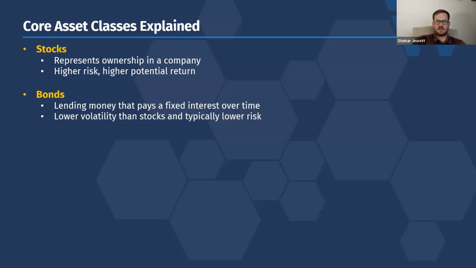What a bond is essentially is lending money that pays you a fixed interest rate over time. There's lower volatility than stocks, and all that means is it's not going to go on a roller coaster as much. It's more of a slow and steady investment that complements those stocks really well.